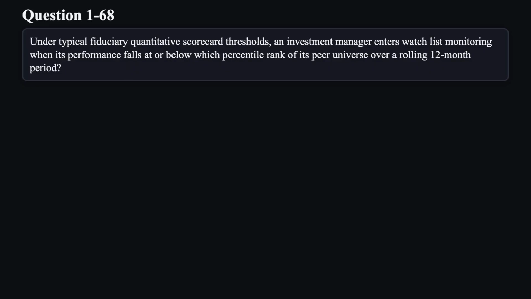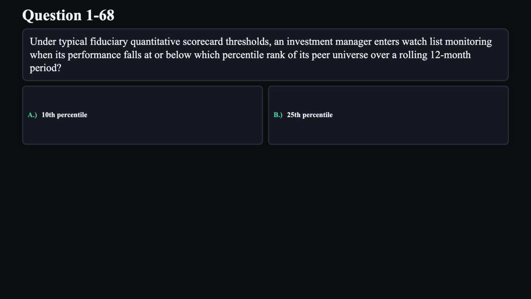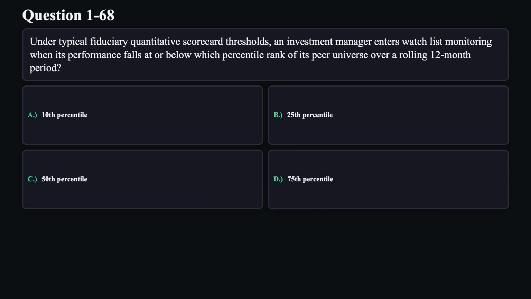Question 68. Under typical fiduciary quantitative scorecard thresholds, an investment manager enters watchlist monitoring when its performance falls at or below which percentile rank of its peer universe over a rolling 12-month period? A. 10th percentile. B. 25th percentile. C. 50th percentile. D. 75th percentile.